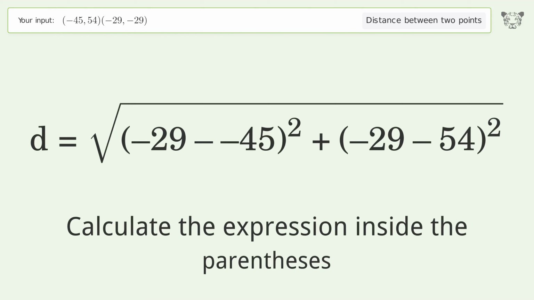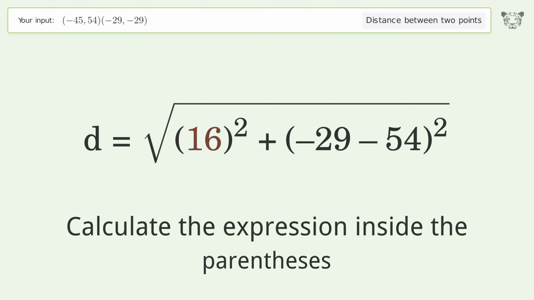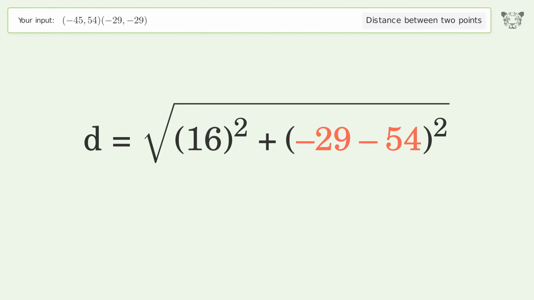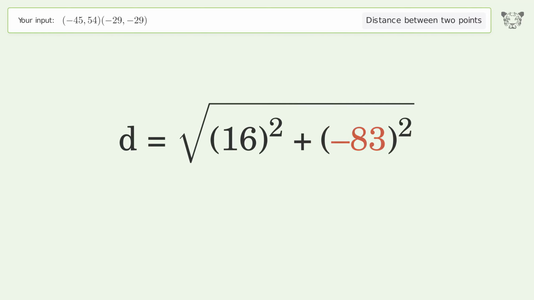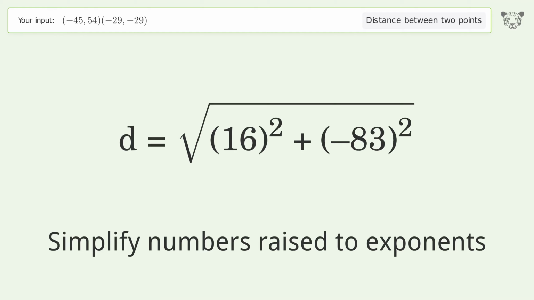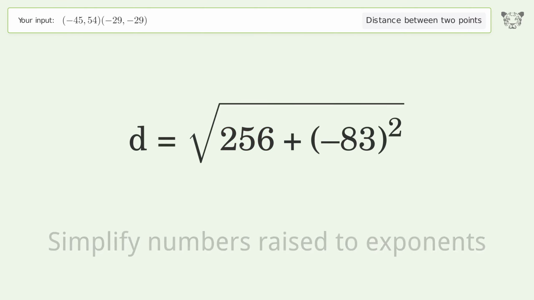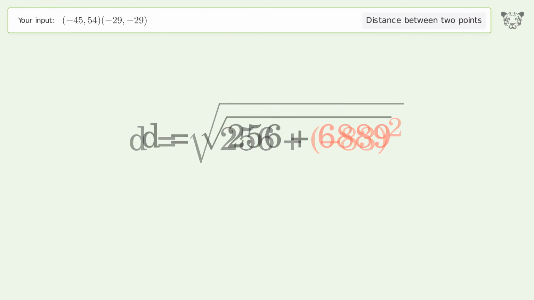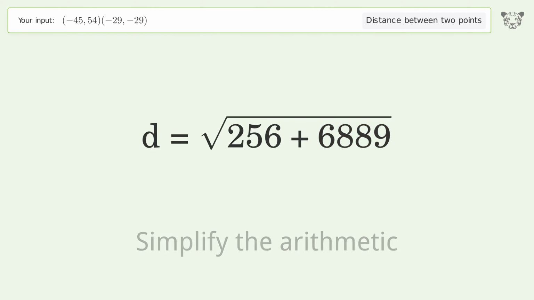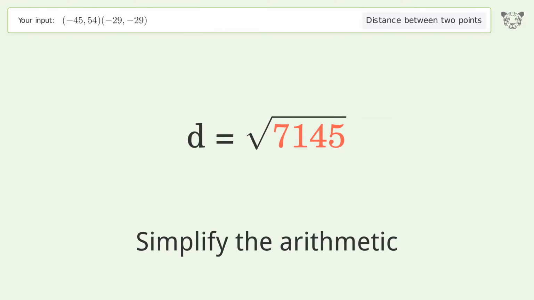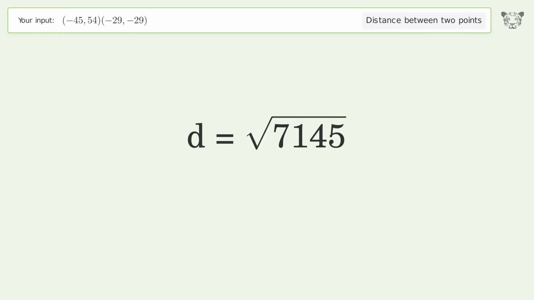Calculate the expression inside the parentheses. Simplify numbers raised to exponents. Simplify the arithmetic. And so the distance between the 2 points is the square root of 7,145, or 84.528.